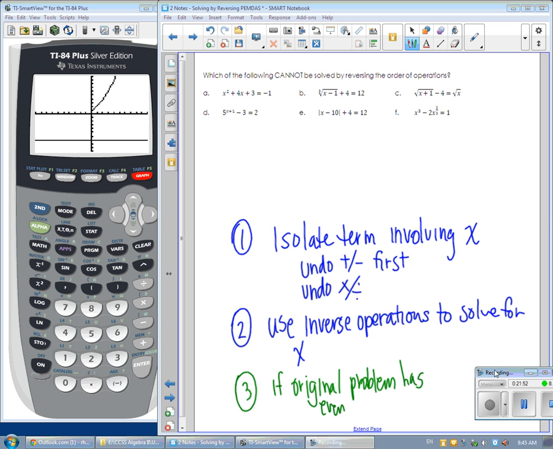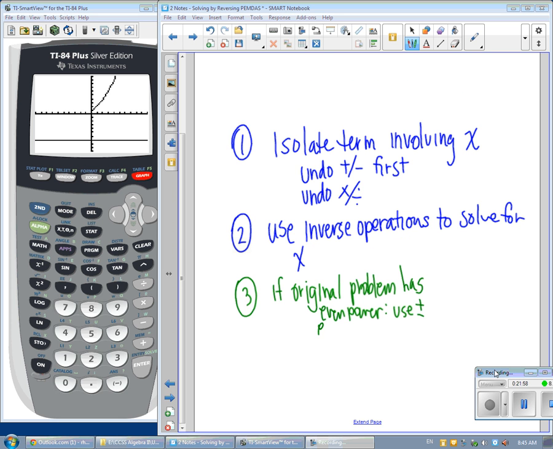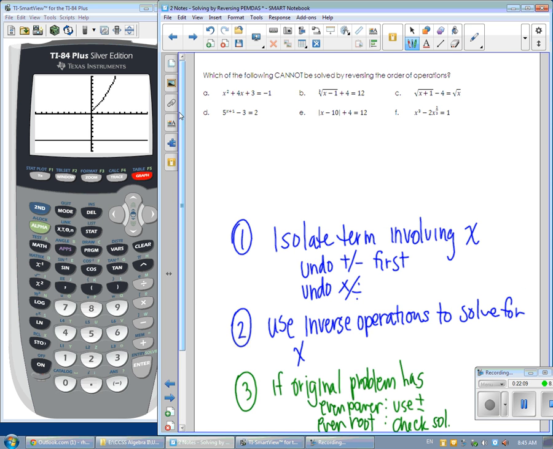So if we're dealing with an even power, use the plus or minus. If we're dealing with an even root, check your solutions. Okay, and sometimes just using the graph is the easiest thing to do. So again, let's take a look at these 6 examples.